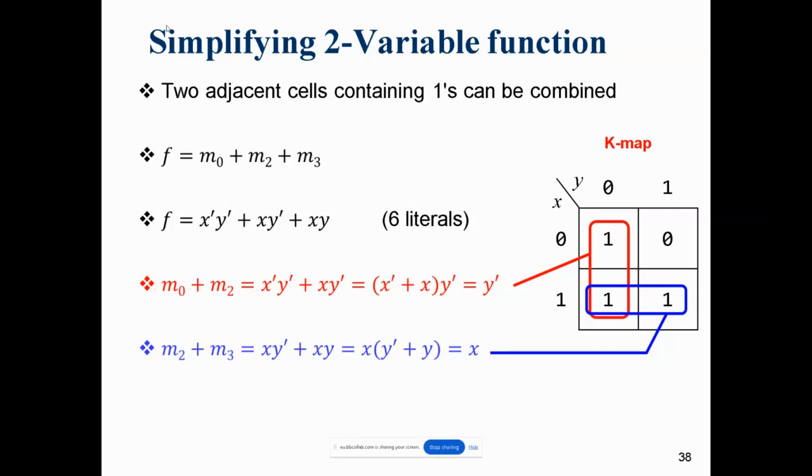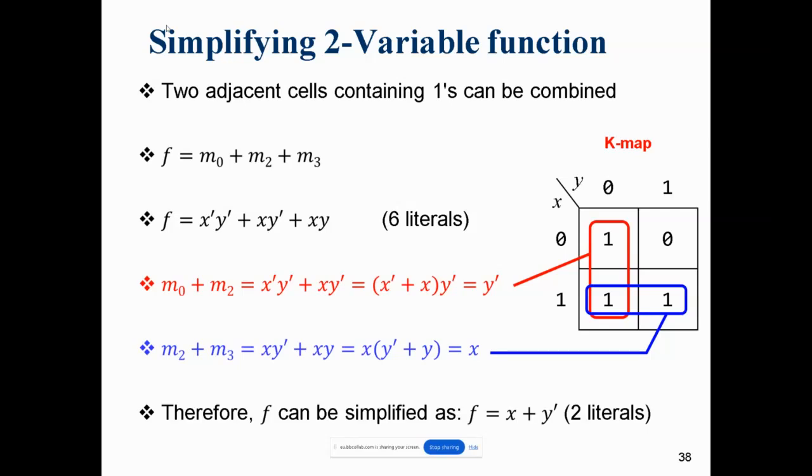So if we solve it using the Karnaugh map, we get x plus y bar. And if we use the algebraic manipulation, we also get the same expression. So this consists of 2 literals. We have reduced from 6 literals to 2 literals, because in the unreduced expression we have 3 minterms, each consisting of 2 literals, so 3 multiplied by 2 is 6 literals. Any question? Should we proceed?